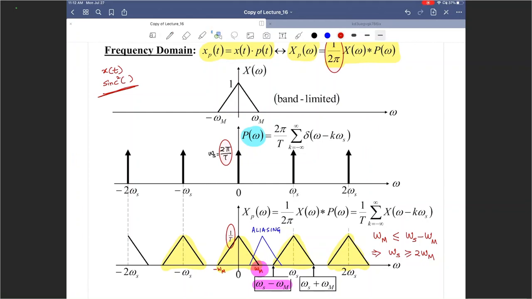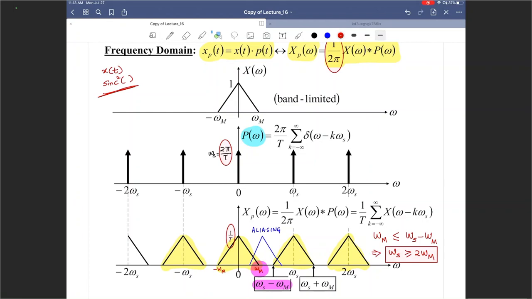That is the Nyquist criteria. That is the limiting sampling rate. If you do not want aliasing to occur, if you want to be able to reconstruct the signal correctly, then you need to sample the signal at least twice the maximum frequency in the signal.